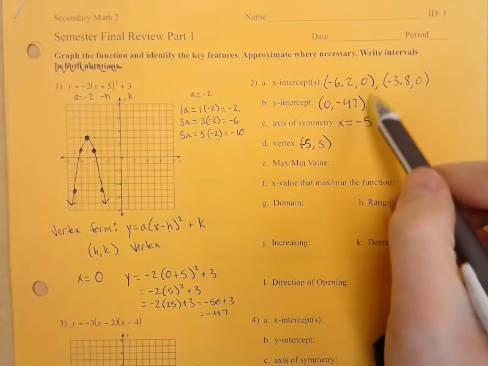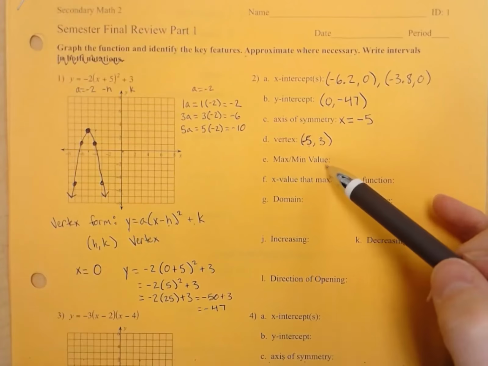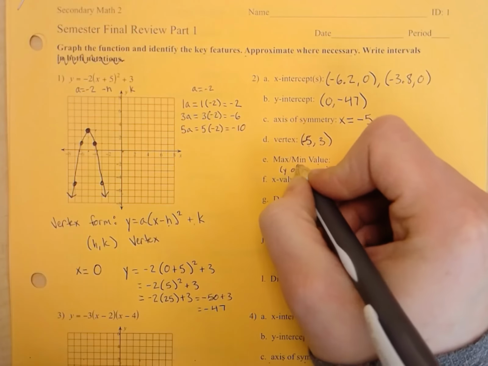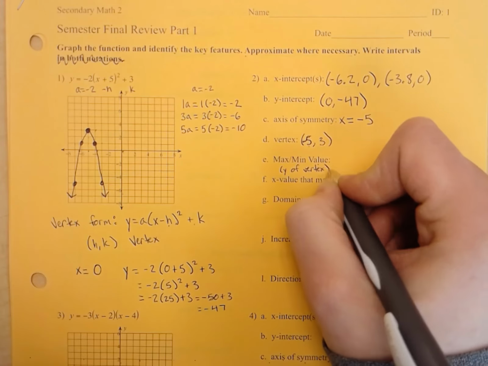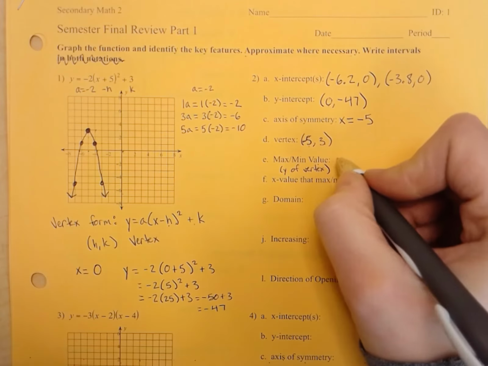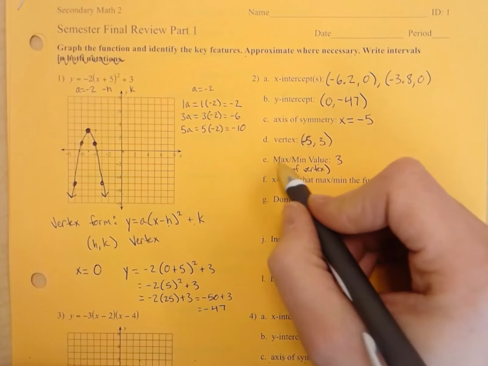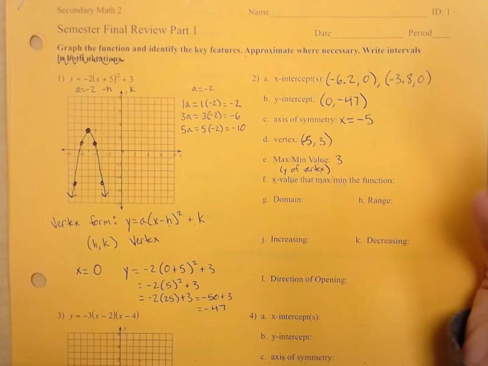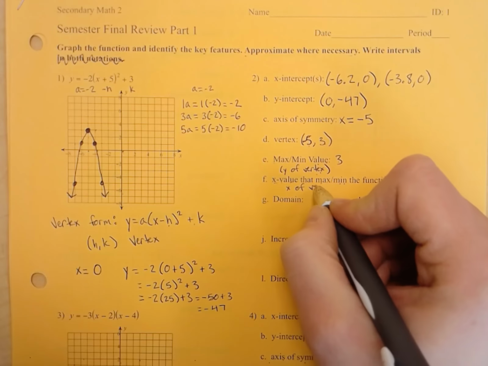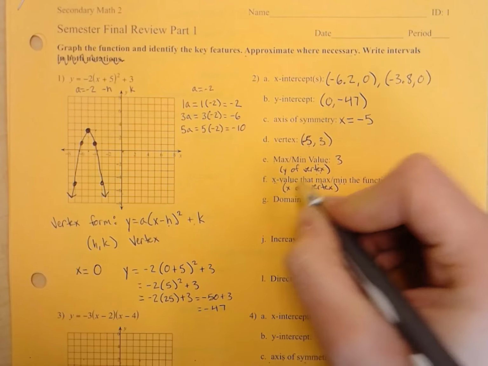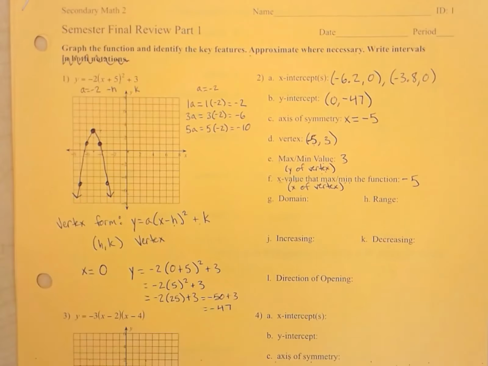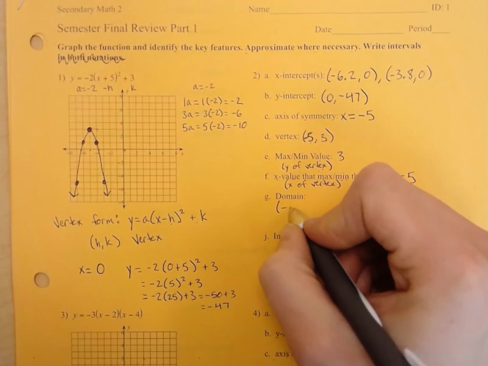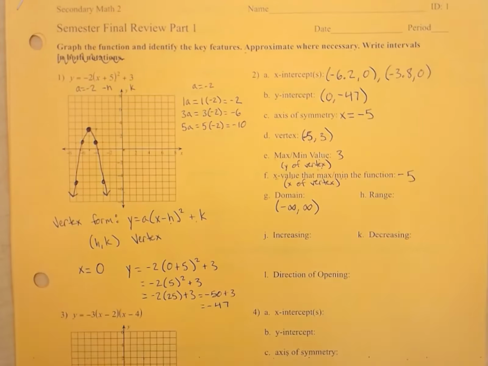Okay, so that's all that so far. Min and max value, this just wants the y of the vertex, which is 3. Well, hey, there's the min-max value. If that's the y of the vertex, this wants the x value of the max or min. Hey, guess what? That wants the x of the vertex, which is negative 5. Cool. Domain is always the same. It's always negative infinity to positive infinity.